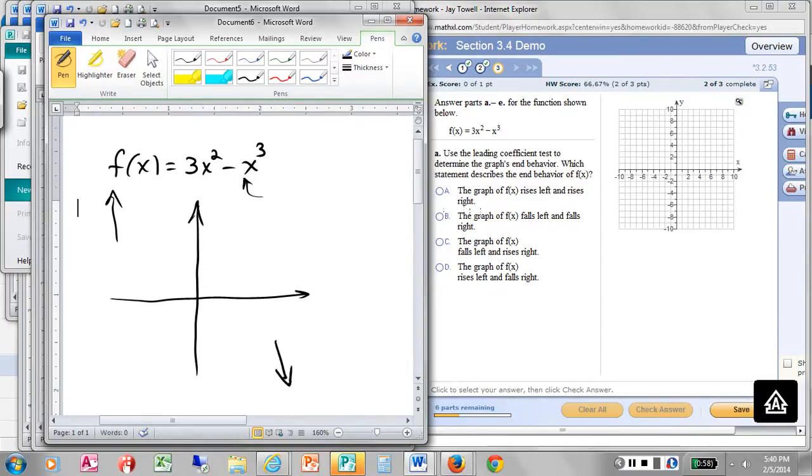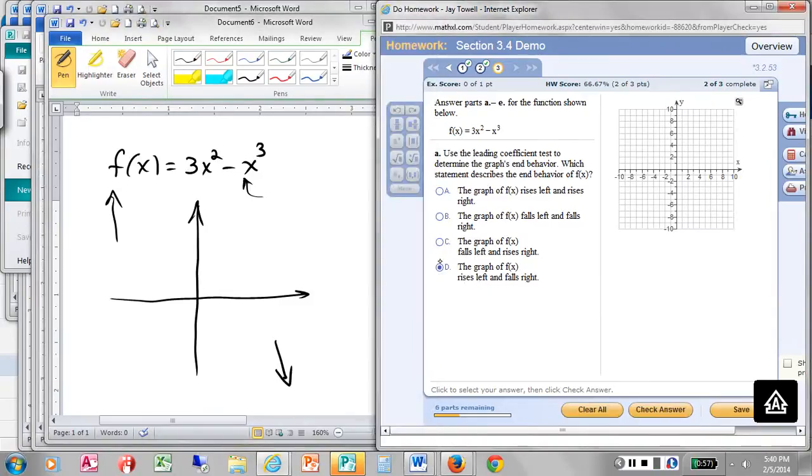Okay, so they phrase it, the graph of f rises to the left and rises to the right. No, it does not rise to the right. The graph of f falls to the left and falls to the right. No, the graph of f of x falls left and rises right. Nope, and the graph of f of x rises to the left and falls to the right. There we go. D. Be the correct one there.